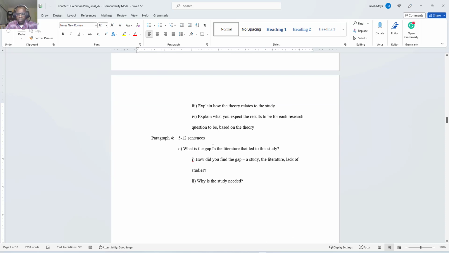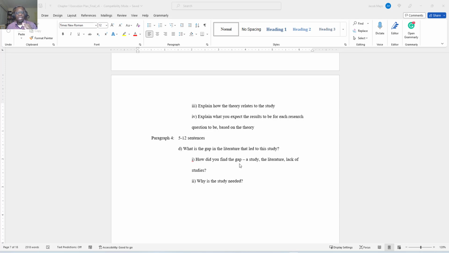And then in paragraph 4, again, this is assuming we have one conceptual framework. The final paragraph is, what is the gap in the literature that led to this study? So, for example, how did you find the gap? There are 3 ways that you can find a gap in the literature, okay? One is by a specific study. So, for example, a specific study that is recent may say there is a gap in the literature, and this is the gap. It may specifically say that.